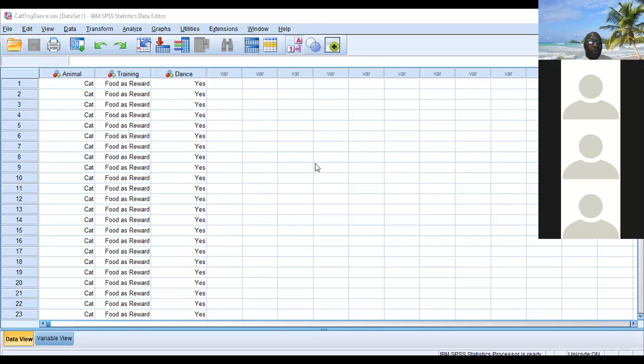Yes. Okay, sir. If you look at it, you see the animal. If you scroll down, you see cat first, followed by dog. They are arranged in series. Then training, food as reward first. Scroll down, let's see.